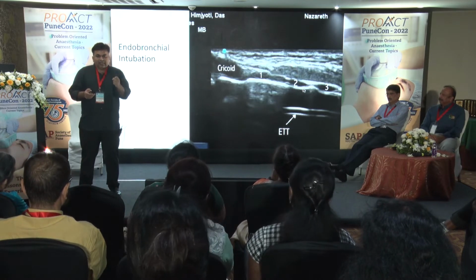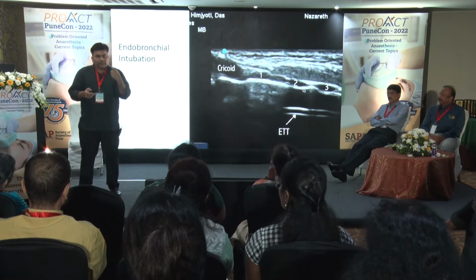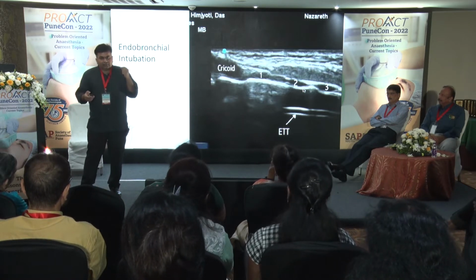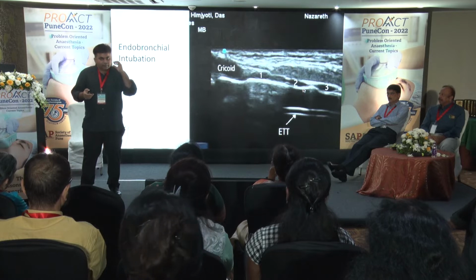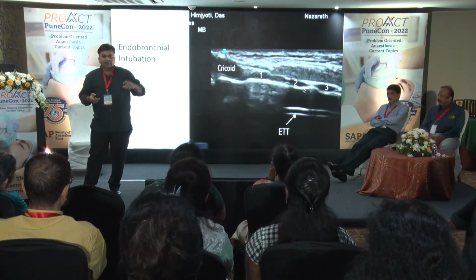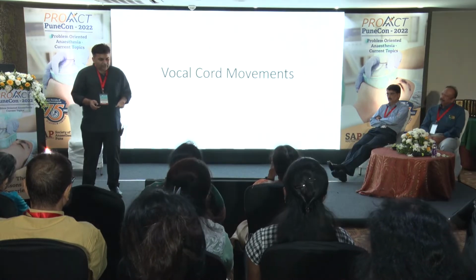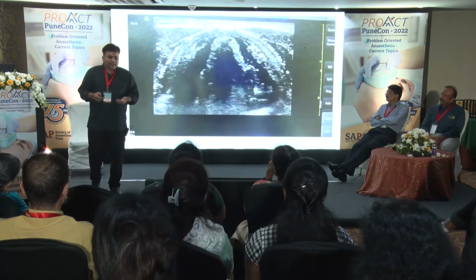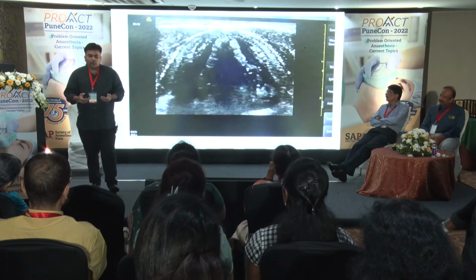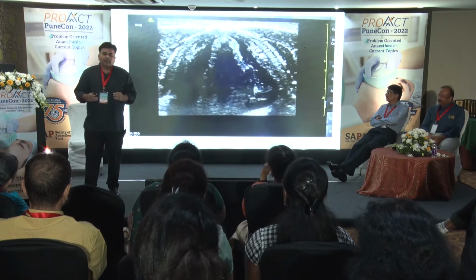We can inject saline in the balloon, the ET balloon, and we can check where the balloon is inflated. If it is going beyond the 3rd and 4th tracheal ring, probably we are dealing with endobronchial intubation. So here itself we can help. Now vocal cord movement, anesthetists are always fond of knowing vocal cord movements, whether the arytenoids are moving very well or not.